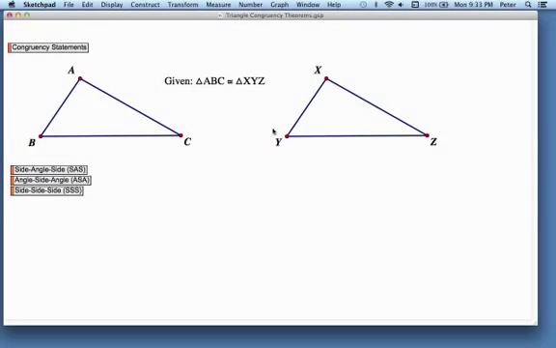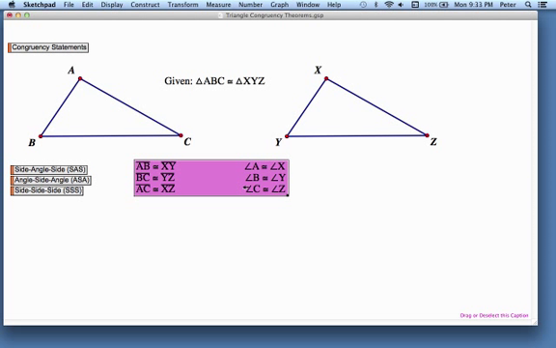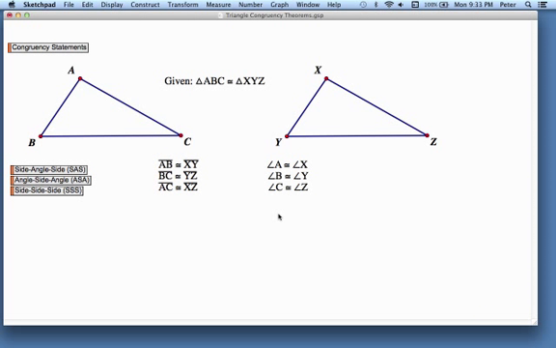Okay, we've seen that if 2 triangles are congruent, that we get a lot of congruent things. For instance, if I know that triangle ABC is congruent to triangle XYZ, then I know that the 3 pairs of sides, corresponding sides, are congruent, and the 3 pairs of corresponding angles are congruent. But the question is then, do I need to know that all 3 of the sides and all 3 of the angles are congruent before proving that the triangles are congruent? And the answer is no.